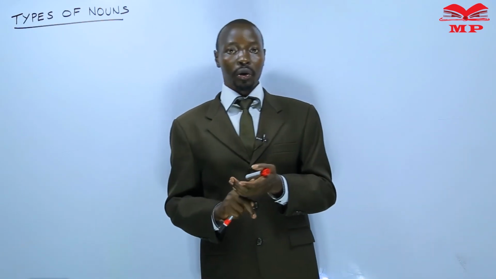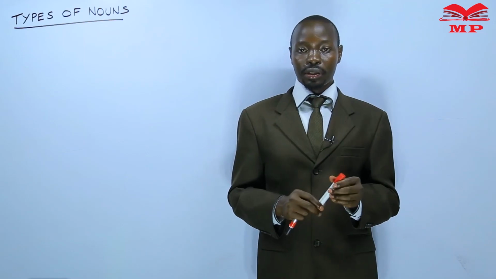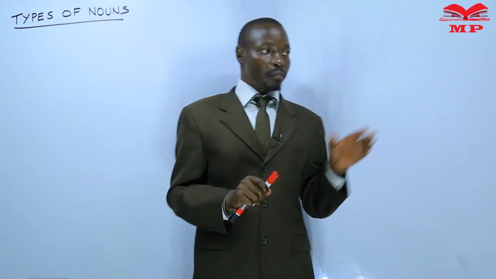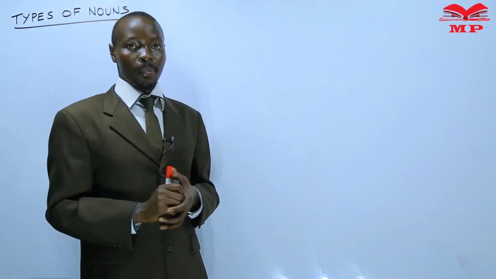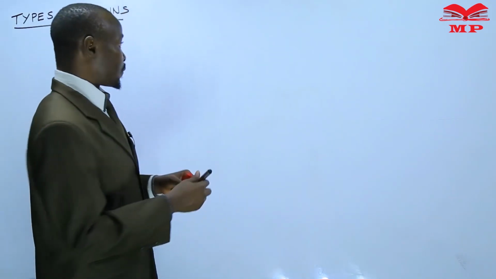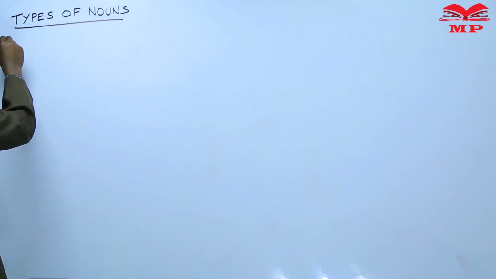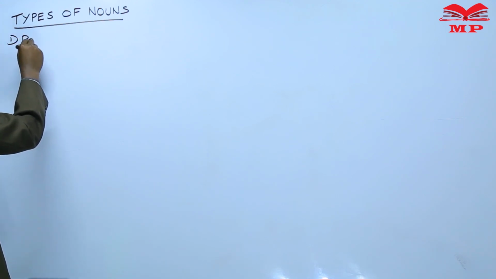And then we have common nouns. Common nouns, again, we'll learn more about it. And then we finally end by talking about the countable and uncountable nouns. So let me first of all list all these types of nouns. So the first one, we've mentioned proper nouns.